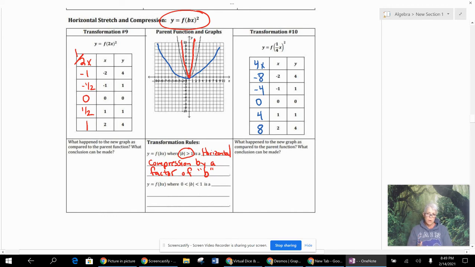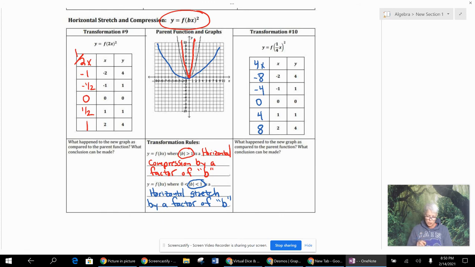And this time, what do you think we're going to call it? Do you think we're going to call it compression? We did it with the vertical, but now we're talking about a horizontal stretch. Horizontal stretch by a factor of whatever B is, which is always going to be something less than 1. That's the important thing. It's less than 1 on this one. So a lot of opposites.